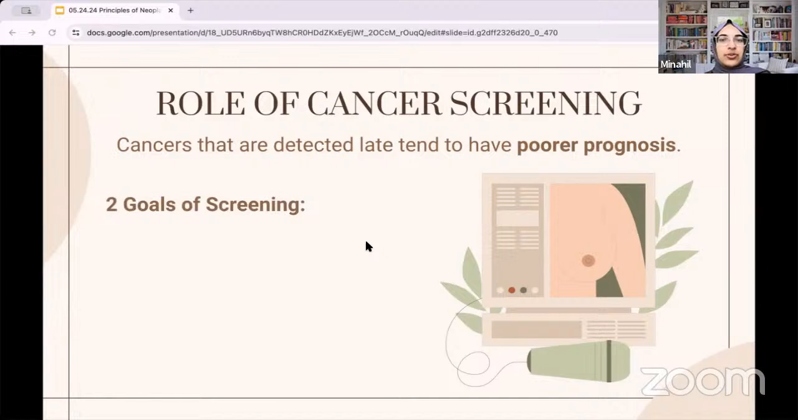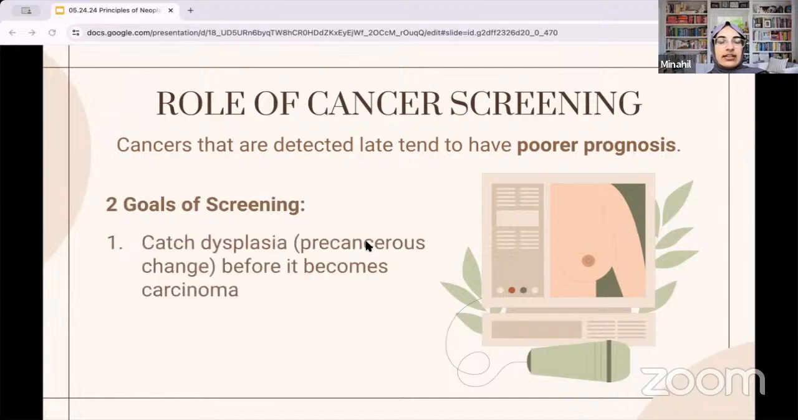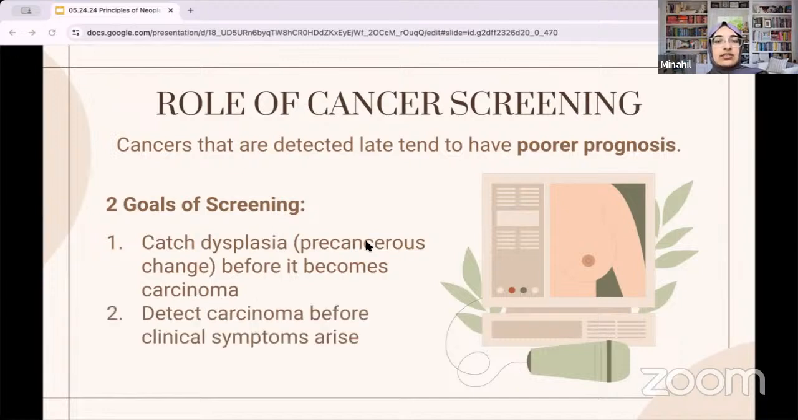So there are two goals of screening. Number one, screening seeks to catch dysplasia, which is the precancerous change before it becomes carcinoma, or to detect carcinoma before the clinical symptoms arise. But the efficacy of screening requires a decrease in the cancer-specific mortality. Basically, in order for screening methods to be more efficacious, to lead to diagnoses, and of course screening is different from diagnosis, I'll talk about that in the next slide, they require a decrease in the cancer-specific mortality based on the type of screening modality used. On the right, I believe that's a clip art of an ultrasound, but that's of course not what it would look like.